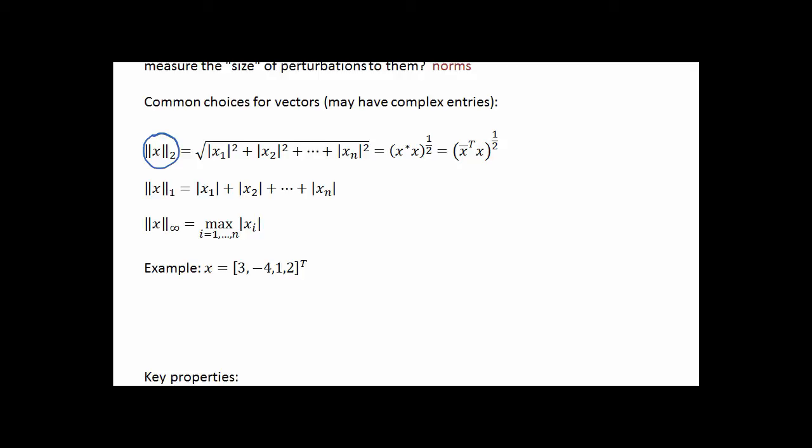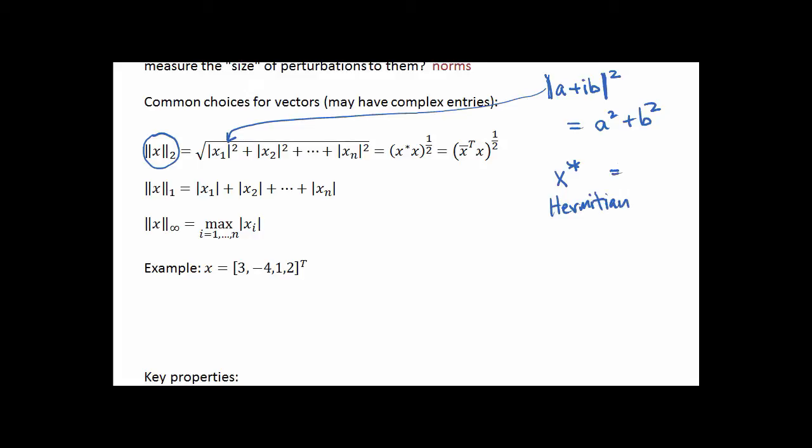So if it's a complex number, remember that the magnitude or the absolute value of a complex number is itself the square root of something. So if we square that, the magnitude of a plus ib squared is a squared plus b squared. So that's what we would put into this formula here. A simpler way of writing this formula is as the square root of x star x. So x star, you may recall, stands for the conjugate transpose, or the Hermitian, of a matrix or a vector. And it's the complex conjugate transpose.